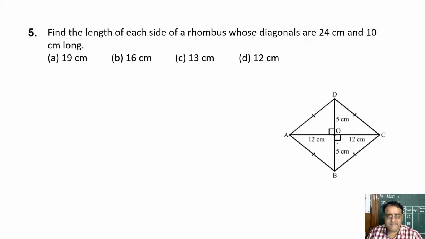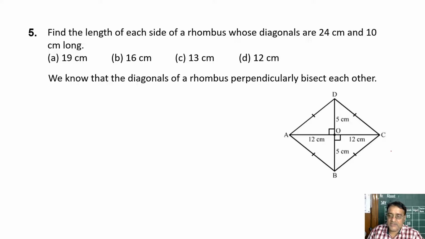So this is the rough diagram, and we know that in a rhombus the diagonals bisect each other at 90 degree. Okay, so that means all these angles are 90 degree. So we are going to take one triangle. So let us take triangle AOB. Okay, we have to find AB. How will you find AB? By using Pythagoras theorem.